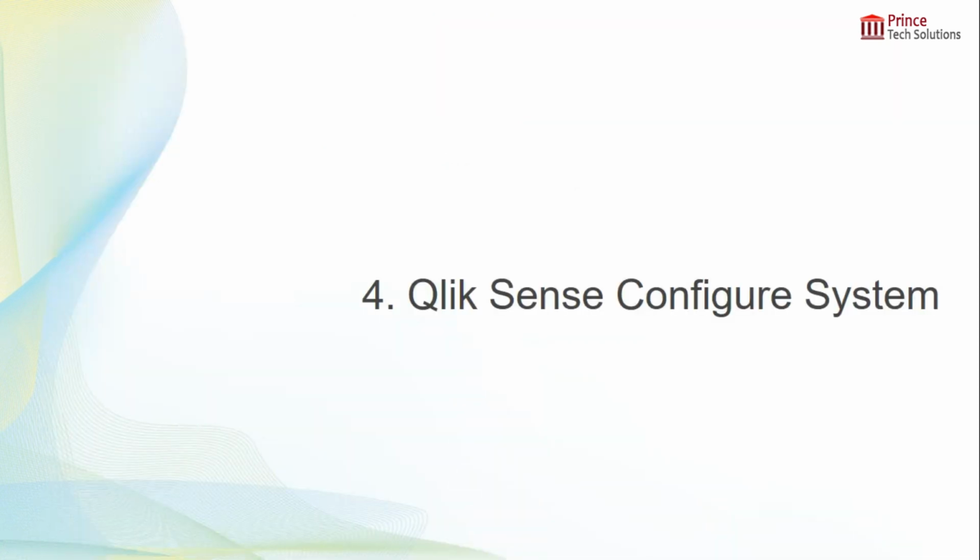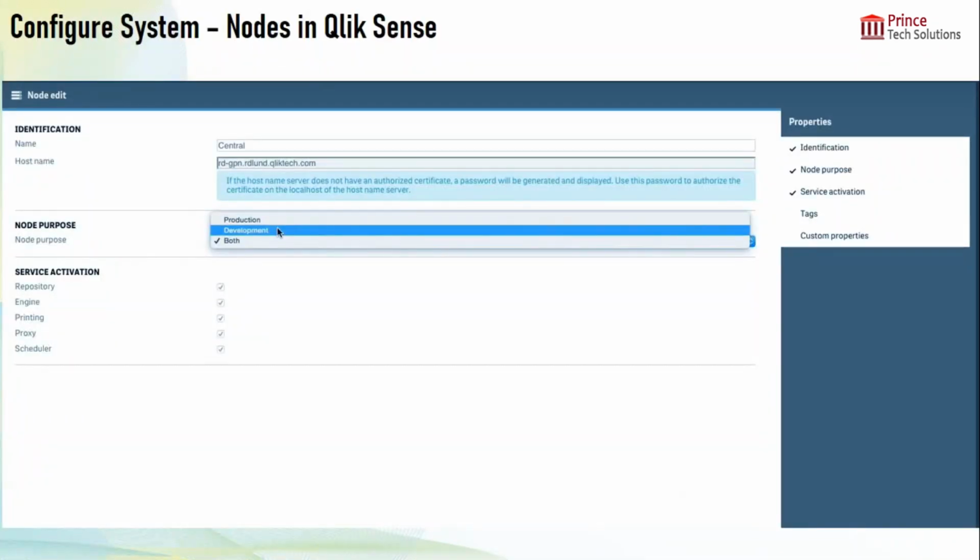Now coming to the fourth group of the QMC, which is Qlik Sense configure system. What all configurations can you do? Basically this section is mostly a settings part. You can do all those types of configurations, such as nodes in Qlik Sense. Nodes are basically the servers. One Qlik Sense instance installed on a particular server is called a single node.